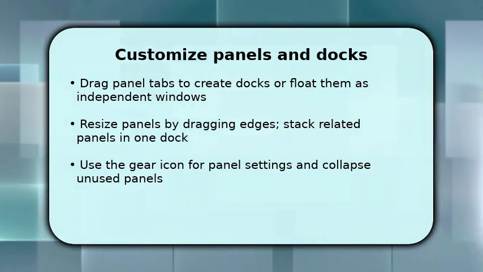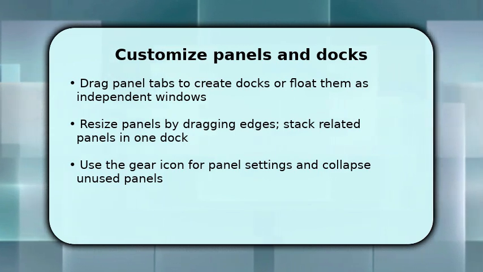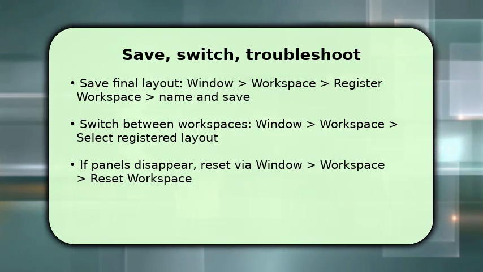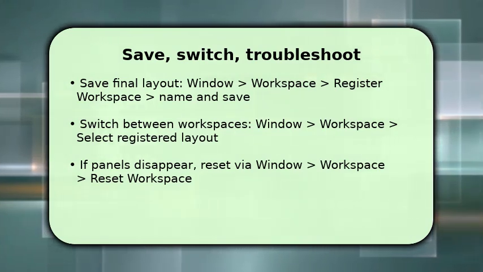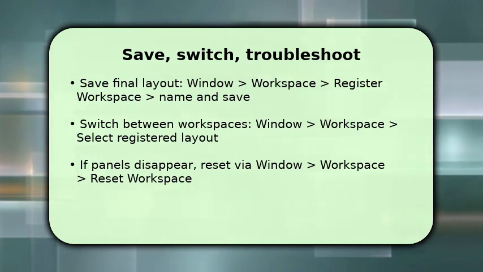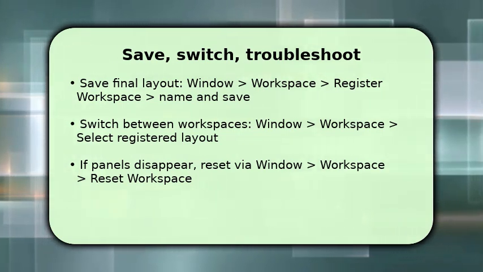alignment. Finish by saving your polished layout through Window Workspace Register Workspace. Give it a clear name so you can switch quickly. Make a couple of variations for tasks like sketching, coloring, and animation. Switch between them from the same workspace menu to match workflow needs.